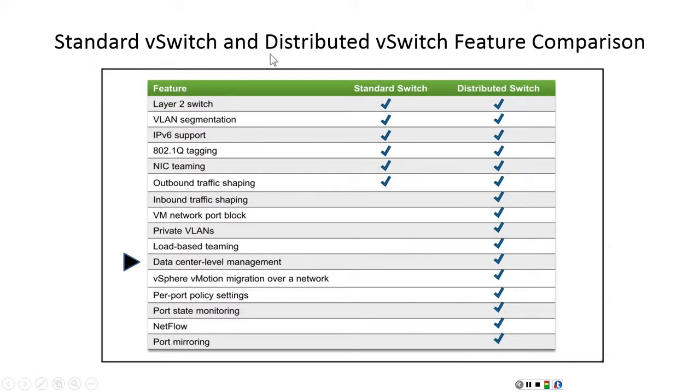Here is a comparison of standard virtual switches to distributed virtual switches, and you can see that the distributed virtual switch does everything that the standard virtual switch does and more. Now, the standard virtual switch can do traffic shaping, can do bandwidth throttling, but only for outbound traffic. But a distributed virtual switch can do traffic shaping for outbound and inbound traffic. It supports other features, but the main feature that it supports is data center level management, meaning it's configured centrally.